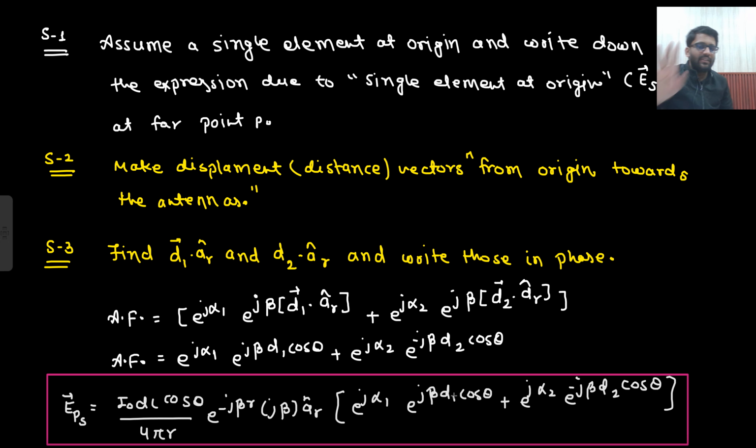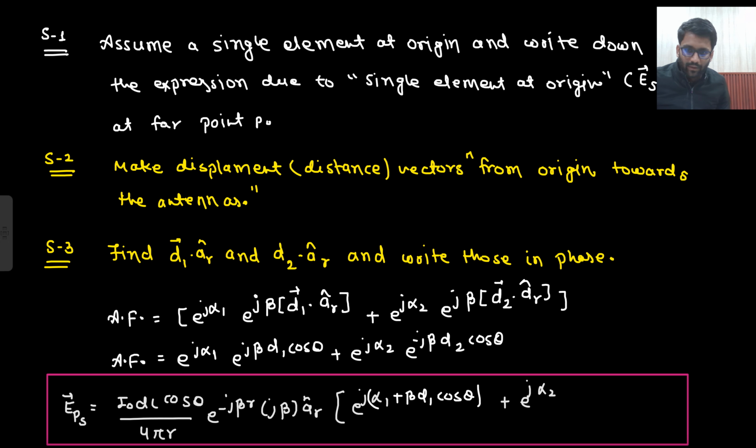And if I ask you the phase difference here, so what will be the phase difference here? So this is the phase, that is alpha 1 plus beta d1 cos theta. So a better way of writing it down would be alpha 1 plus beta d1 cos theta. And here the better way would be alpha 2 minus beta d2 cos theta. Right? This could be the better way of writing it down.